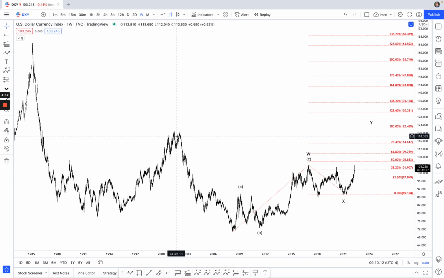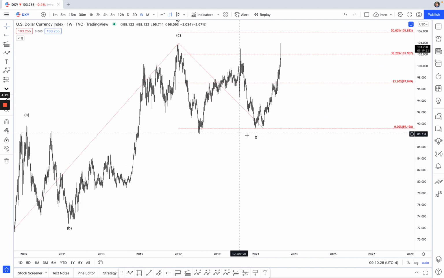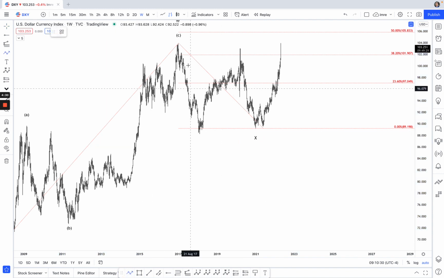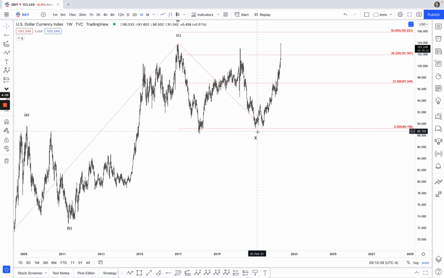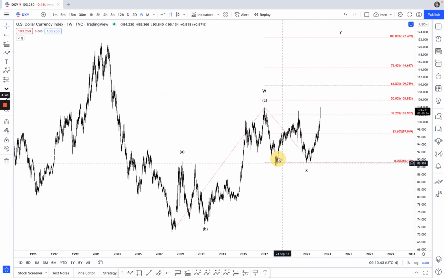I mean, the last time we were here was in the early 2000s. So I think a high dollar to that extent would be scary for a few different reasons. Now, just because something's scary doesn't mean that it can't happen, right? Now, the reason I'm putting wave X here is because this looks like one wave. So this would be wave A down, wave B up, and then we'd have wave C here to complete the flat, all right? That's just if you're wondering why I have wave X in that position right there.